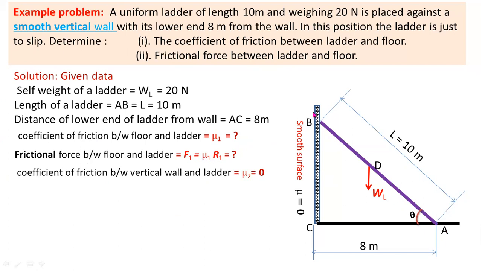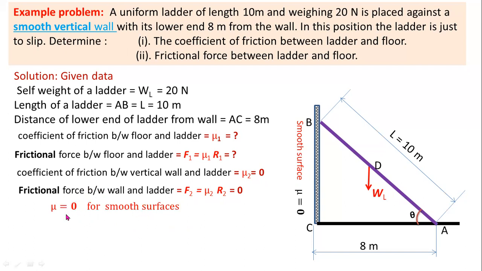Now here for the vertical wall, you have to consider zero coefficient of friction because this surface is smooth. For smooth surfaces you have to consider zero coefficient of friction, and also the friction force is zero for smooth surfaces. Because when you substitute the value mu equal to 0 in this equation, automatically friction force equals 0.